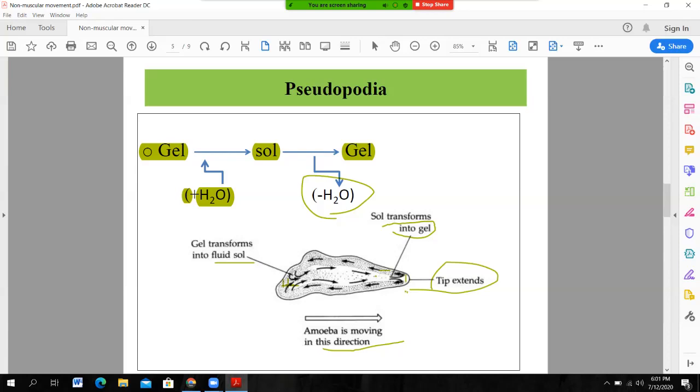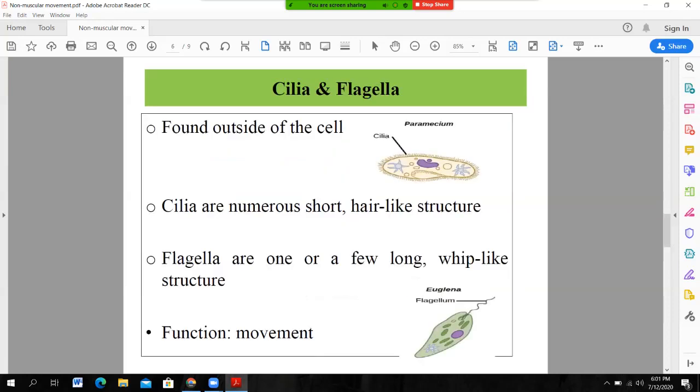So the amoeba moves by means of pseudopodia. When water is added, the plasma gel transforms into plasma sol, and plasma sol is converted into plasma gel when water is released, with a little extension of the pseudopodia. You know that cilia and flagella have two important structures.